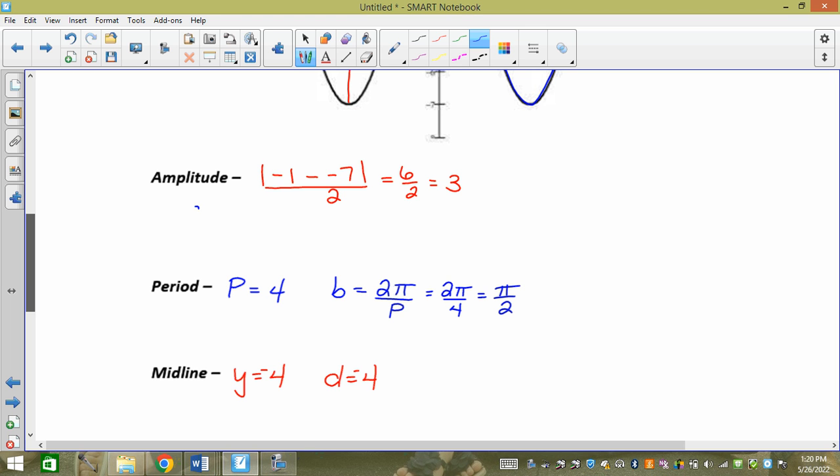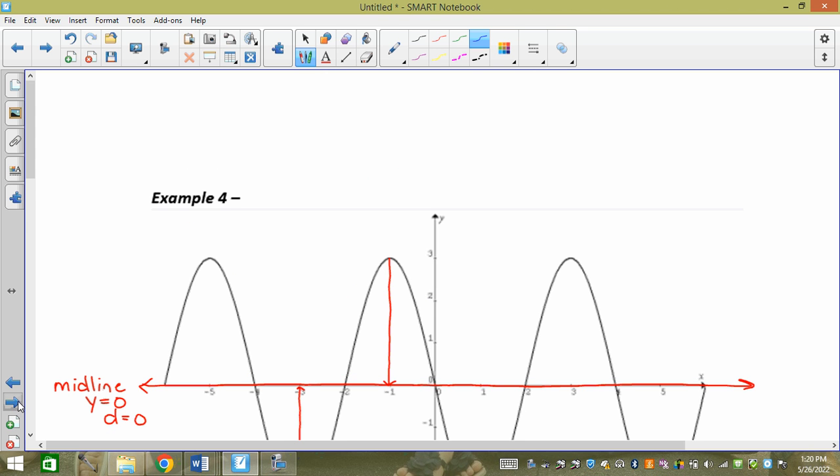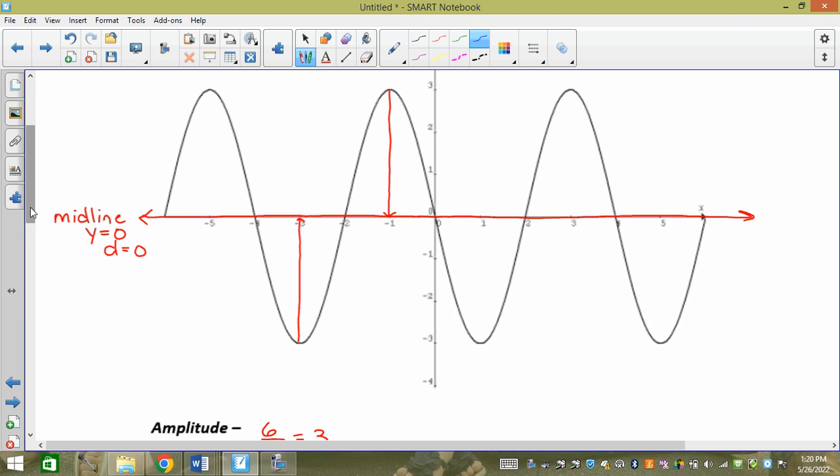And A here is plus or minus 3. Okay, next one. So I have to start on neither a max nor a min. You see that? That's neither a max nor a min.